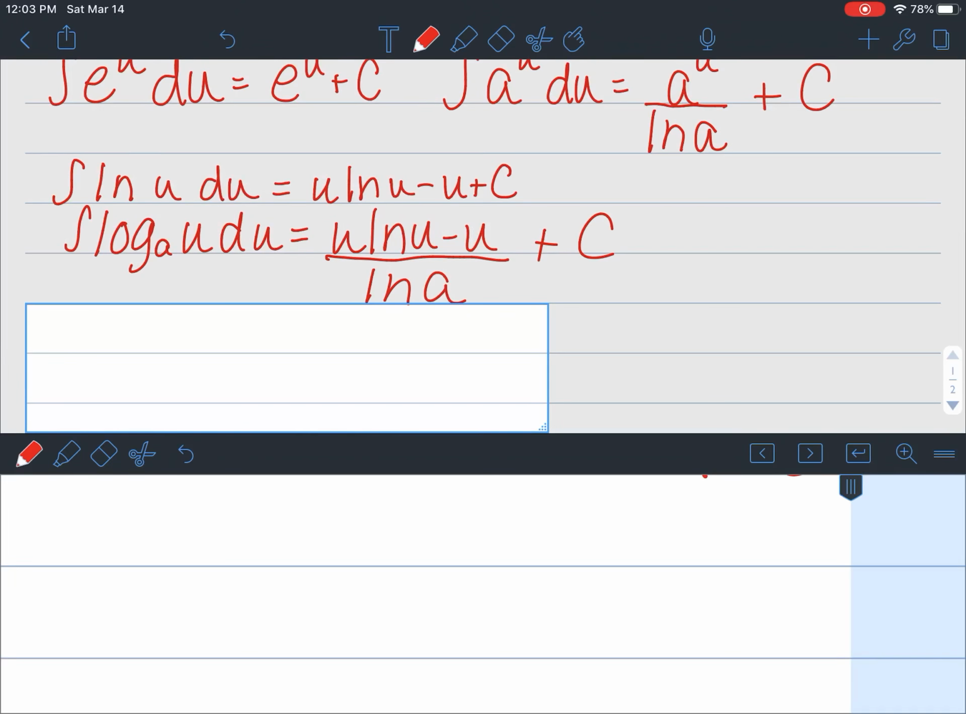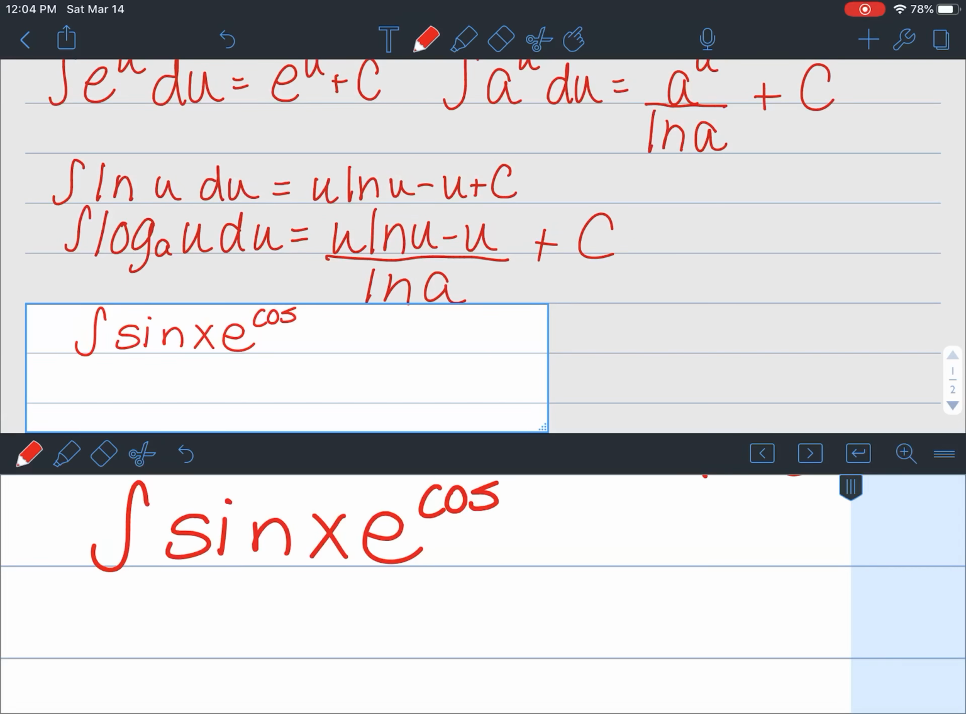Okay, let's have our first example of true antidifferentiation by substitution. Okay, so here we go. We have the integral of sine x times e to the cosine x dx.